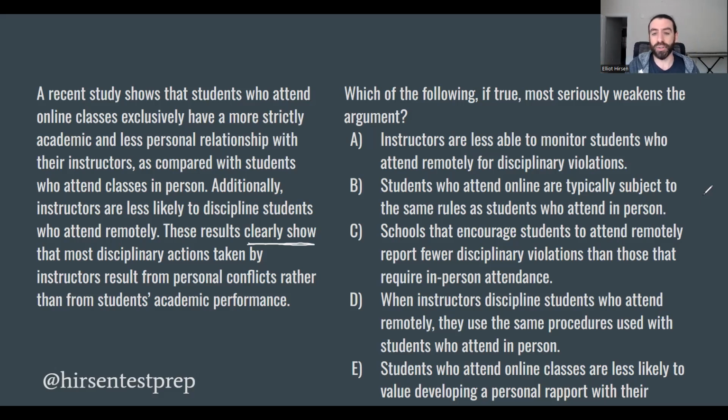Okay, so let's take a look at answer choice A, which says that instructors are less able to monitor students who attend remotely for disciplinary violations. Well, that's reasonable. If I'm online, you might not know as well if I'm misbehaving or cheating or otherwise breaking rules. So could that be a plausible alternative for why those online students are being disciplined less? Yeah, that actually does seem pretty reasonable.